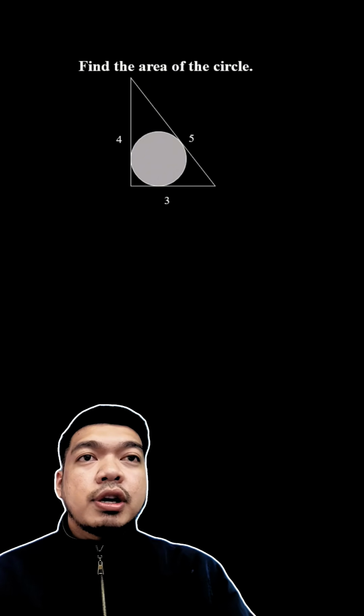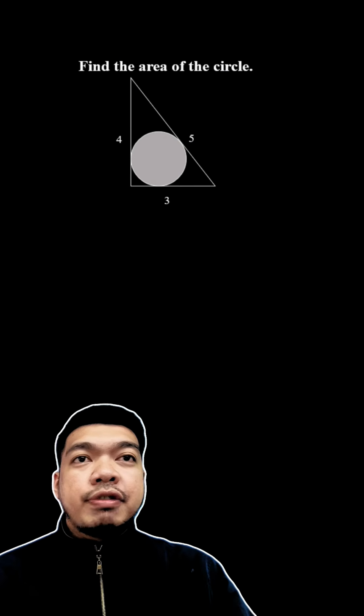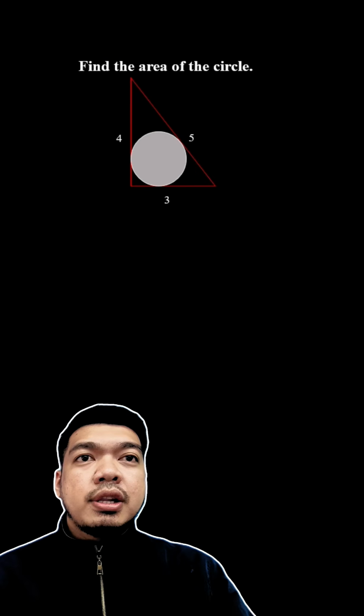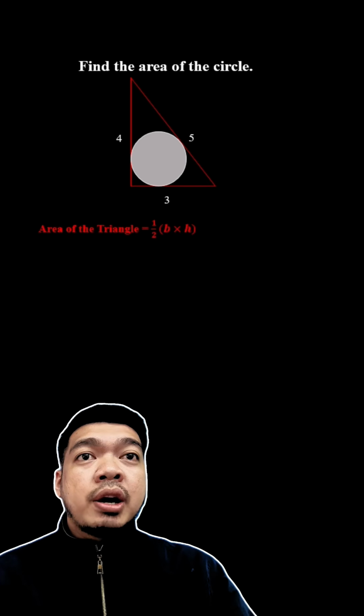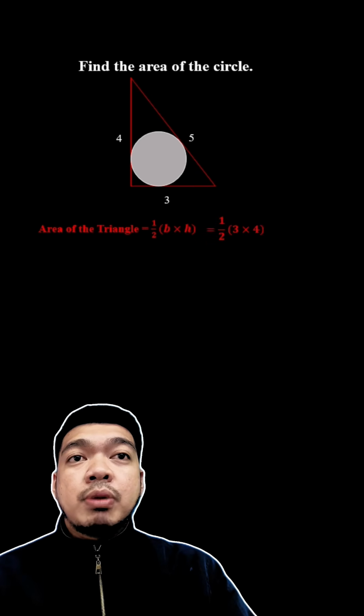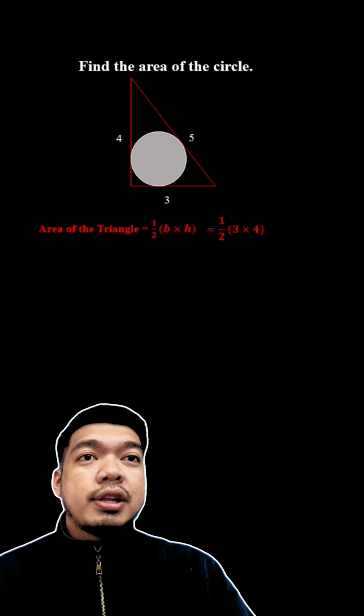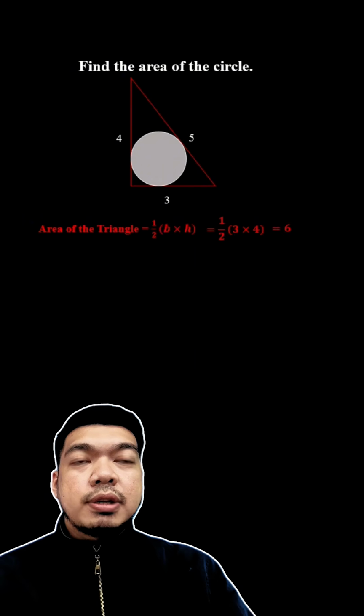So the first thing that we're going to do in here is to find the area of the triangle. We can find the area of the triangle by using the formula 1/2 base times height. Our base in here is equal to 3. Our height is 4. So 3 times 4 divided by 2 is equal to 6. The area of the triangle is 6 square units.